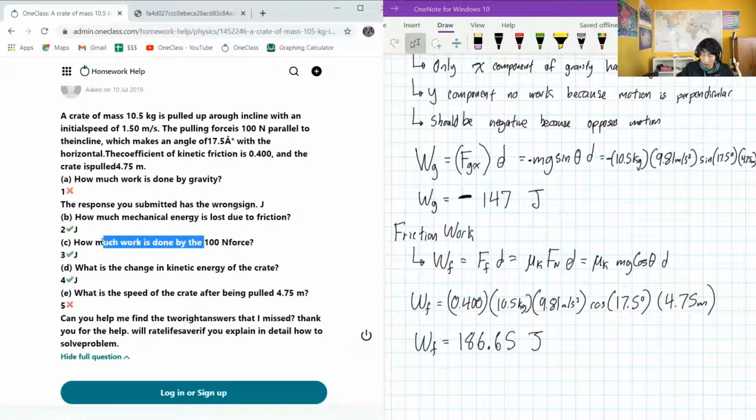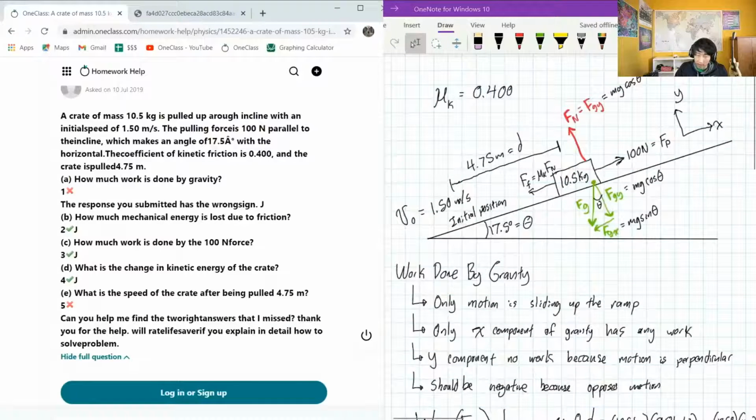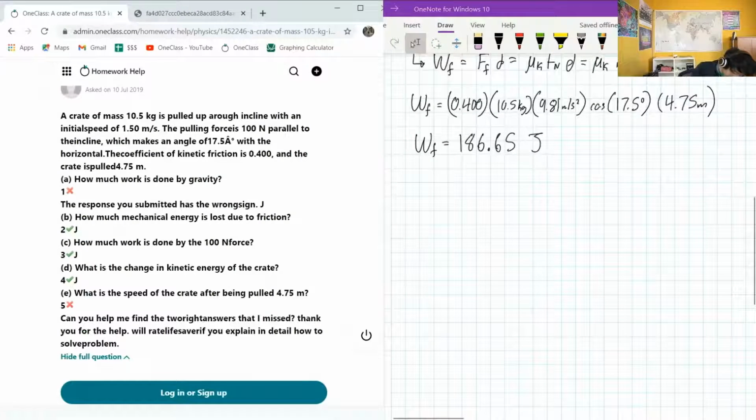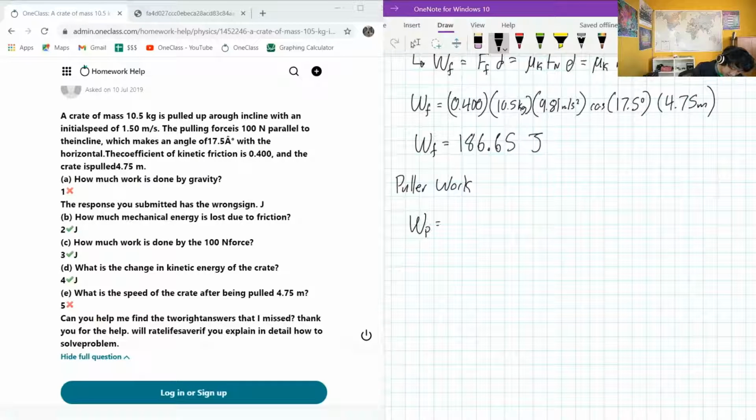So the next question that we want to address is part C. I would assume this is right. Well, I know it has to be right. The next part of the question is asking us how much work is done by the 100 Newton force, which is just this one. So this is just 100 newtons times the distance that it travels. That's the amount of work done by the puller. I'm going to assume that's like a human operator pulling this. So the work of the pull is going to be equal to the 100 Newtons times 4.75 meters that the force is applied over, and that's, well, fairly straightforward, 475 joules.